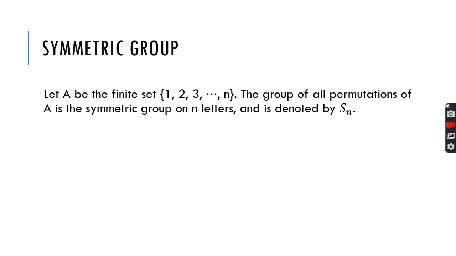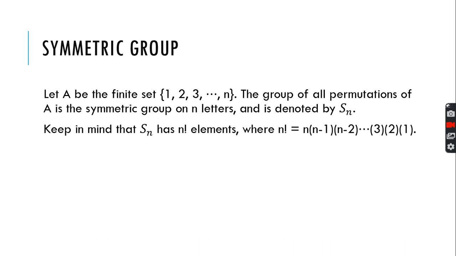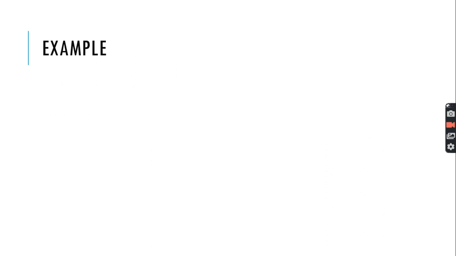Let us now proceed to the symmetric group. Let A be the finite set 1, 2, 3 all the way to n. The group of all permutations of A is a symmetric group on n letters and is denoted by S sub n. Keep in mind that S sub n has n factorial elements, where n factorial is equal to n times n minus 1 times n minus 2 all the way to 3 times 2 times 1.